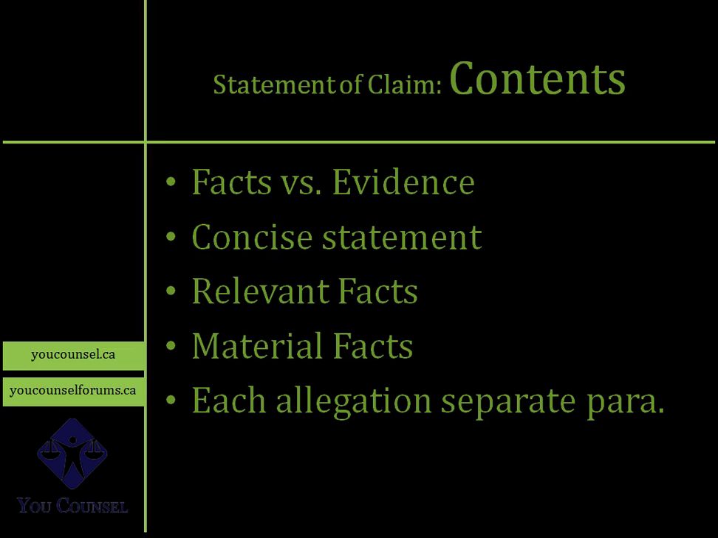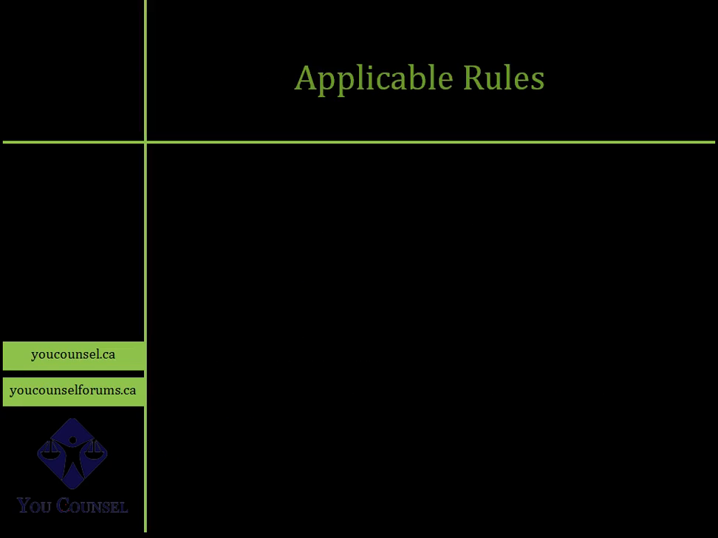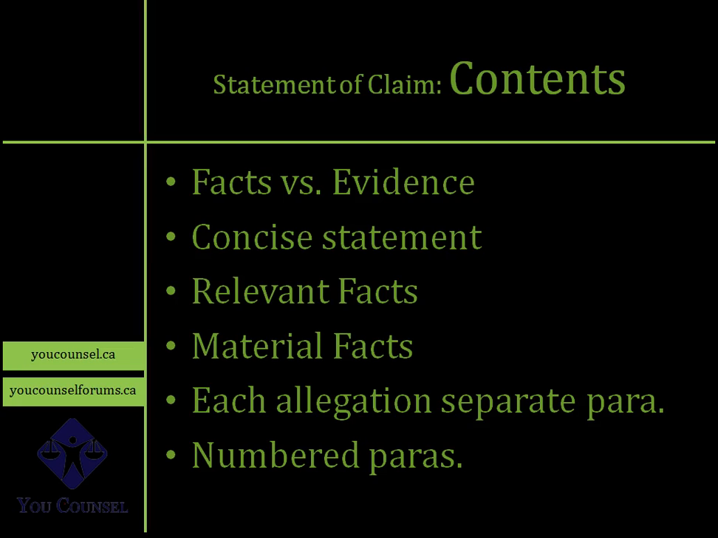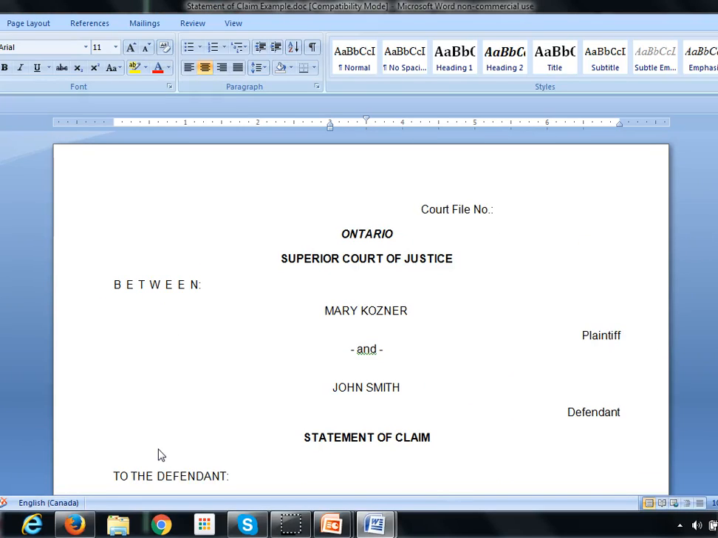Now, in terms of the format, each allegation that you're making in your statement of claim must be in a separate paragraph as much as possible, and then your statement of claim should have consecutively numbered paragraphs. So let's go to an example that I prepared here and see what a claim looks like.